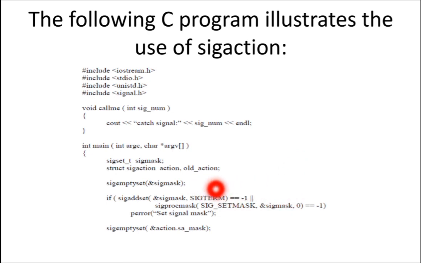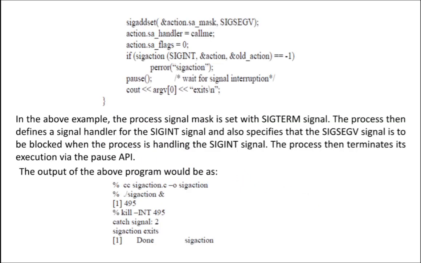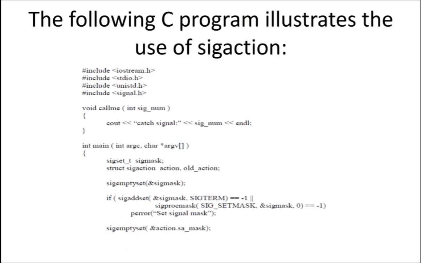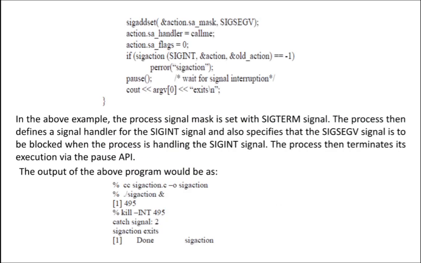If a signal mask is not there, you have to set that. You have to check whether the signal mask is there or not. The process then defines a signal handler for the SIGINT signal. You can see there, right? Signal handler, I told you already, right?